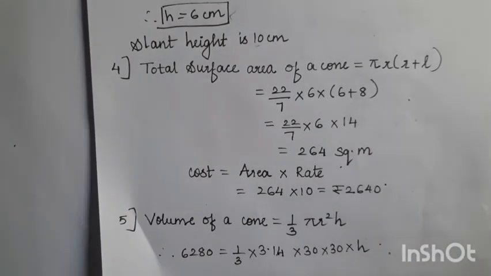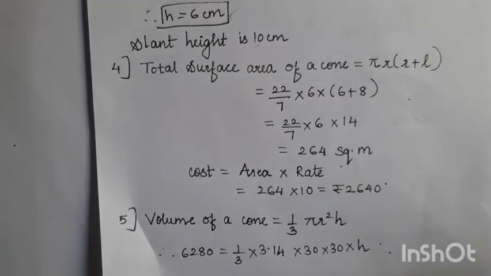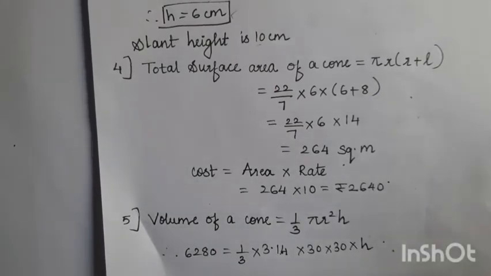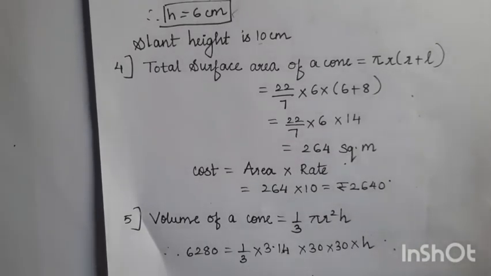What will be the cost of making a closed cone of tin sheet having radius of base 6 meter and slant height 8 meter, if the rate of making is rupees 10 per square meter? So now here, what is the cost of making? We have to find the cost of making of a closed cone of tin. Okay, so now here is a cone.